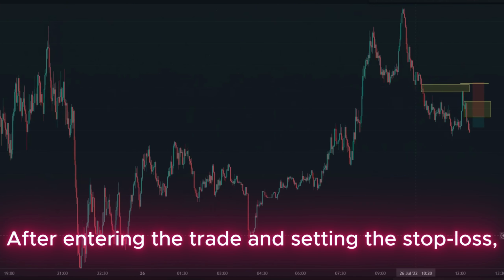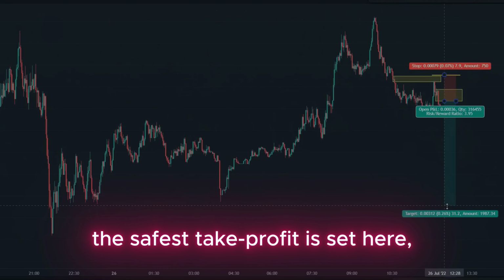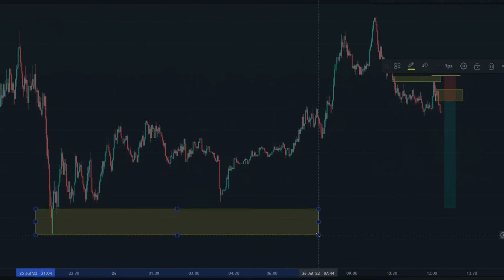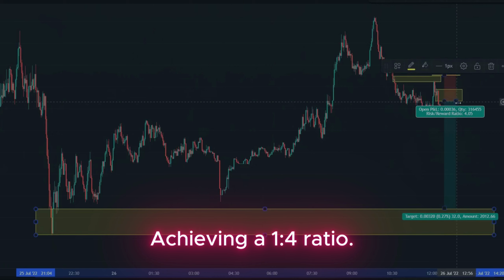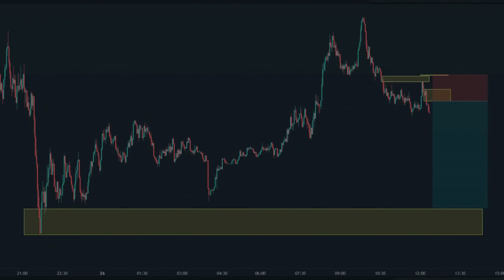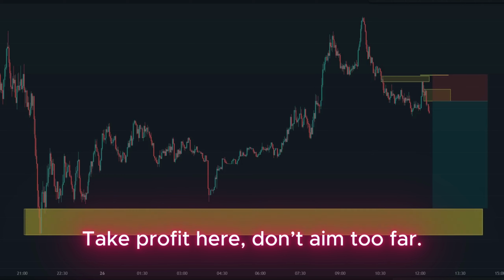After entering the trade and setting the stop loss, the safest take profit is set here, where the uptrend began, achieving a 1 to 4 ratio. And if you trade, I recommend taking profit like this. Take profit here, don't aim too far.